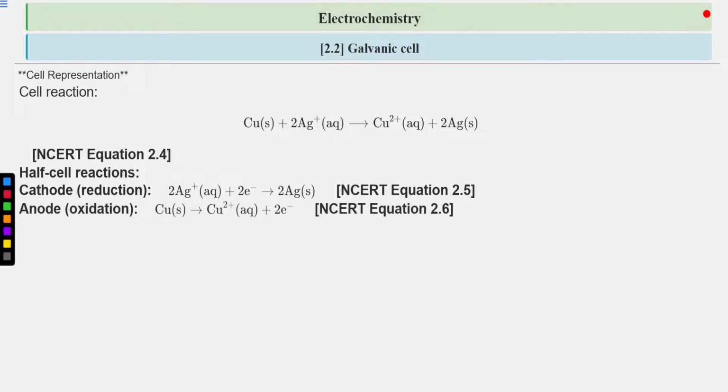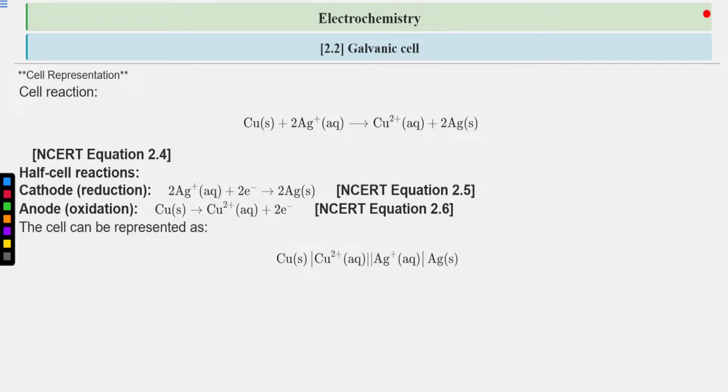Now if you talk about the anode half reaction, on which the oxidation process is going on, copper is converting to copper 2 plus and it is also releasing 2 electrons. So releasing of electrons is happening, that means oxidation is happening at the anode electrode, and the copper is converting from 0 to +2, and also releasing 2 electrons, right? So this is our NCERT equation 2.6.